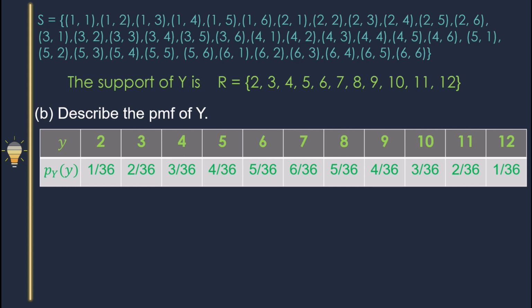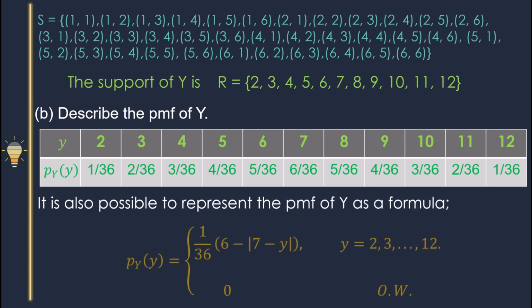This is not the only way we can write it. It is also possible to represent the probability mass function of Y as a formula. So you can write the probability mass function as a formula like this. You see here Y has the elements 2 to 12.